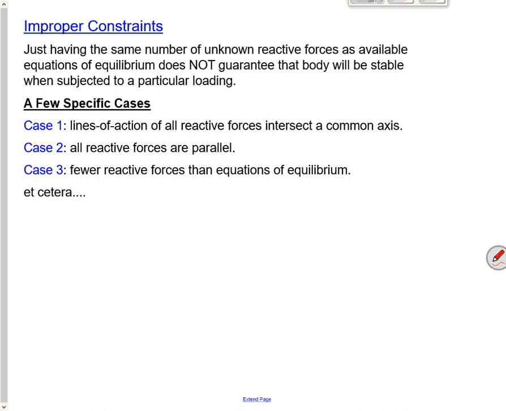You can also have what are called improper constraints, constraints that do not guarantee that the object's not going to move. Right? A couple of specific cases, if the line of action of all reactive forces intersect a common axis, it can rotate. I get weird rotations in. If all the reactive forces are parallel to each other, again, I could get strange rotations. Fewer reactive forces than equations of equilibrium, right? If I only have 3 support reactions and there's 6 equations, it's not going to be stable. There's no way.